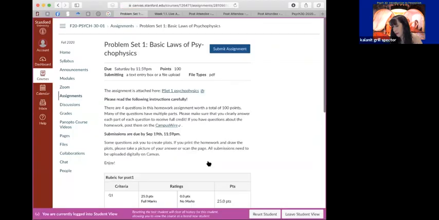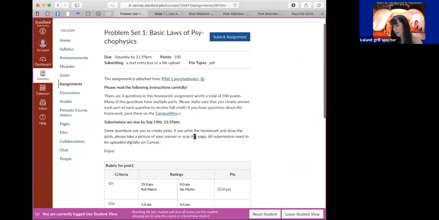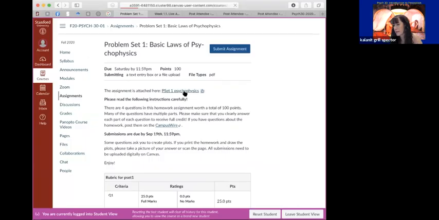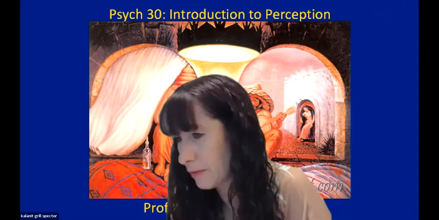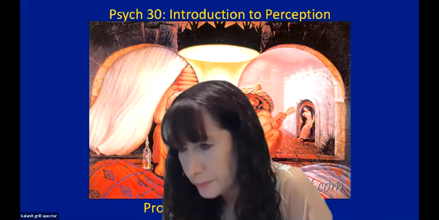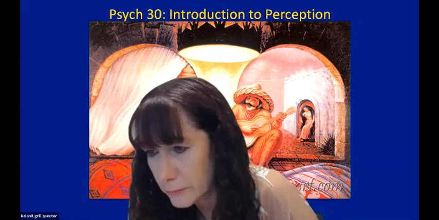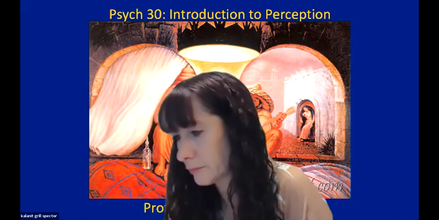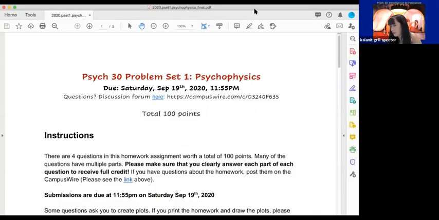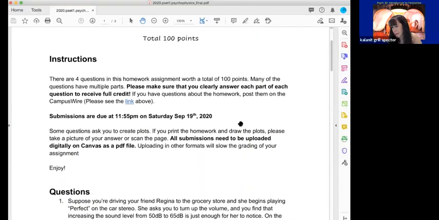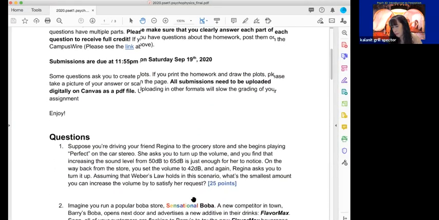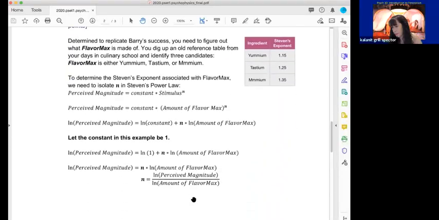And here you're also going to find the problem set. You can click on it, and it's going to be a PDF that gives you the assignment. I guess you can't see this because you can't see my PDF, so let me share the assignment for this week. This is the first problem set, and you're going to have the questions here and just respond to them.